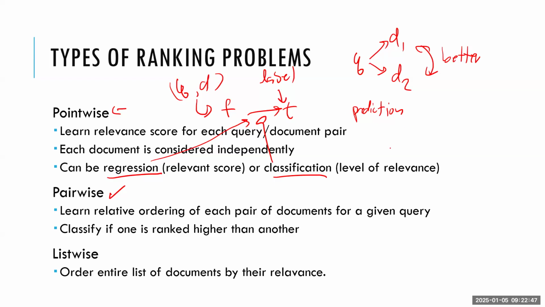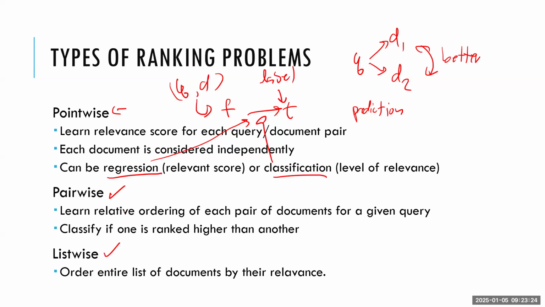So pairwise is actually like learning a comparison function, basically. You compare document 1 to document 2. If you get a positive number, it could mean that document 1 is better. If it's a negative number, document 2 is better. And so when you return a list, you would want the better one to be higher up on the list. So this is pairwise.